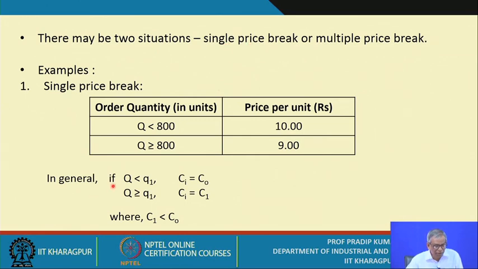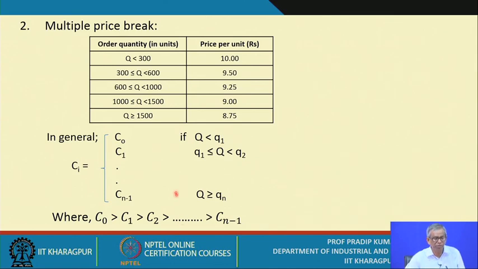Is it right? In general, we are generalizing. If order quantity is less than Q1, Ci, that is the unit price for the ith item, is equal to C0. If order quantity is greater than or equal to Q1, then the unit price, the notation is Ci, becomes C1, where C1 is less than C0. That's it. So, this is the generalization. This is a single price break situation.